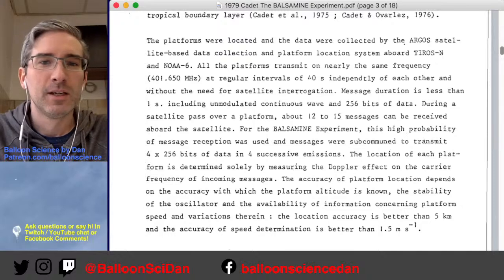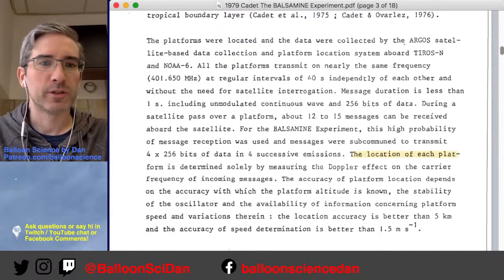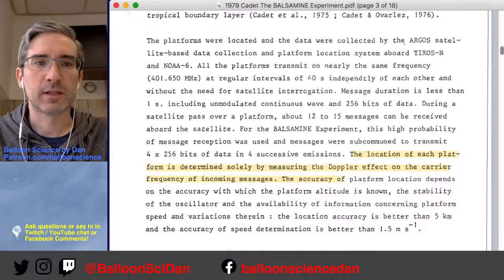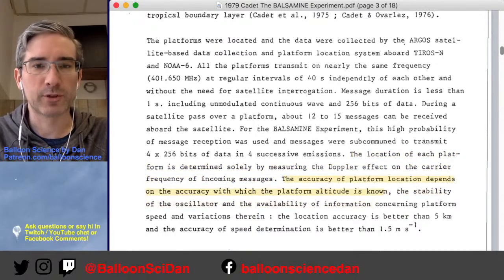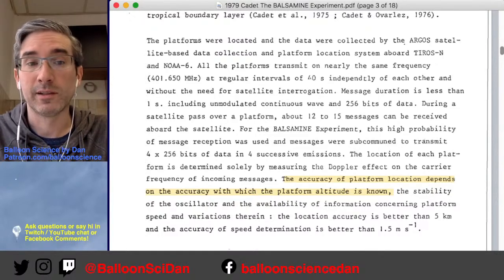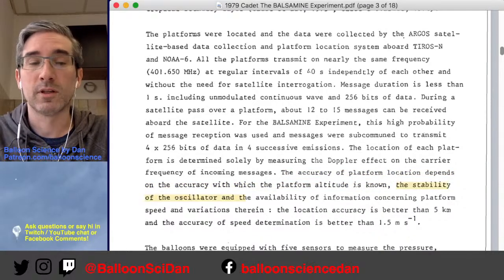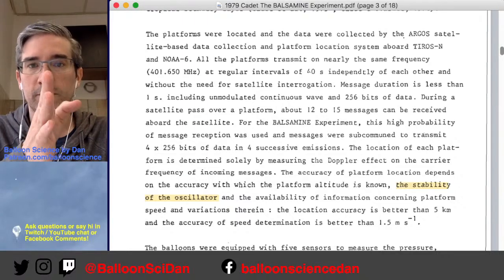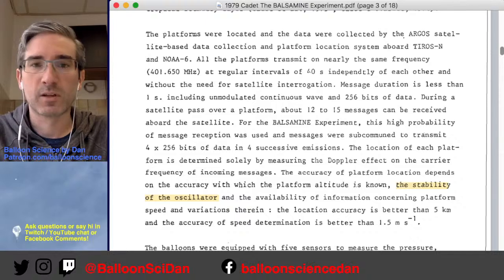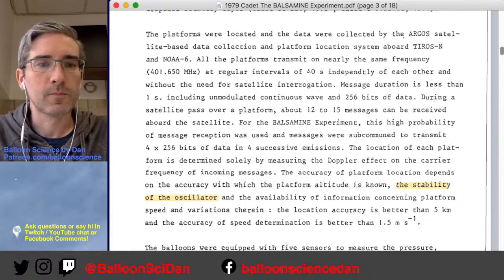That's my guess. The location of each platform is determined solely by measuring the Doppler effect on the carrier frequency of incoming messages. The accuracy of platform location depends on the accuracy with which the platform altitude is known, i.e. the altitude of the balloon, the stability of the oscillator, that would be the main component of the transmitter, generating its transmit frequency for the data carrier, and the availability of information concerning platform speed and variations therein.